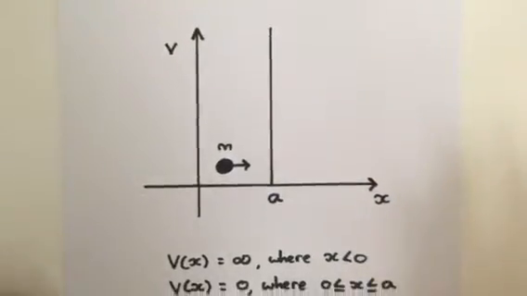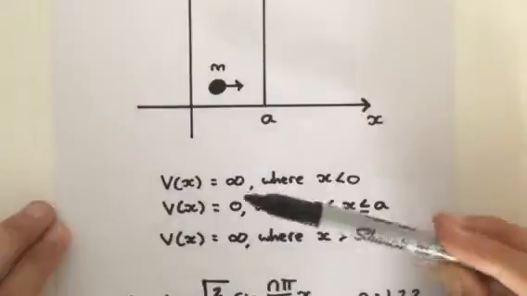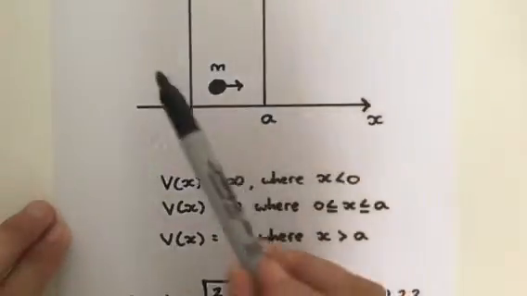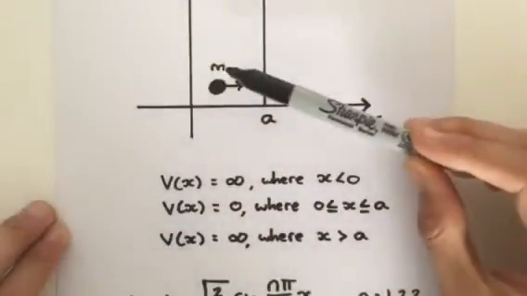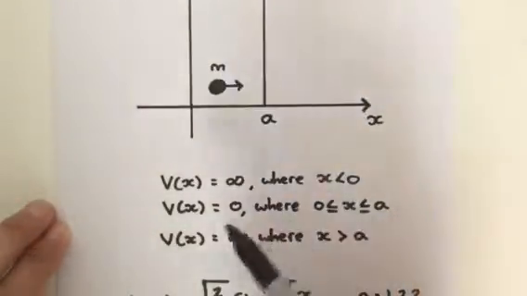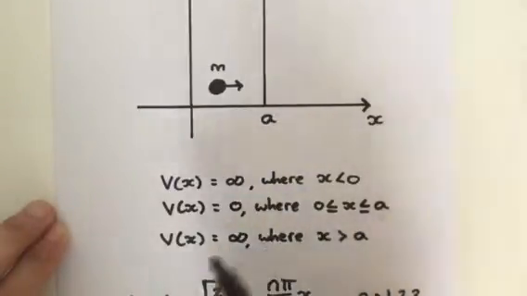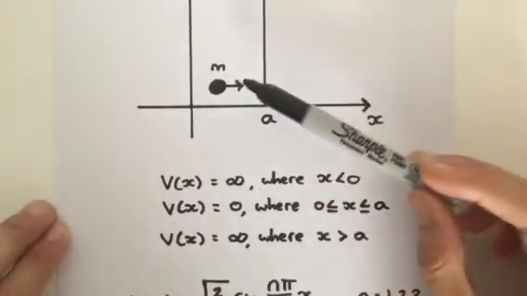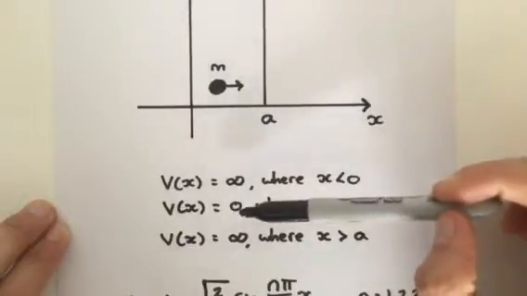Down here we have some constraints. The potential V(x) goes to infinity where x is less than 0, in other words, this area here. Where our particle is, within the square well, the potential energy is 0, where x is between 0 and a. And the potential energy goes to infinity again where x is greater than a. So our particle is trapped in this infinite square well, where the potential energy is 0 inside it.